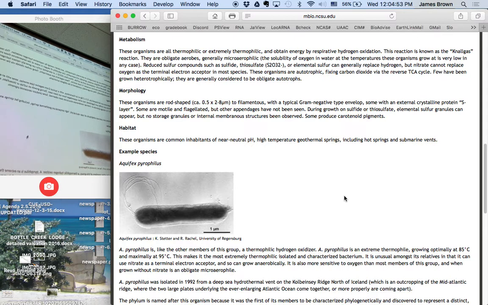Many of them produce carotenoid pigments. The function of these is a little unclear. It may have something to do with oxygen sensitivity, resistance to oxidizing. And so they appear blue or pink, that sort of thing in the environment. Quite common in high temperature geothermal springs, hot springs, and underwater hydrothermal vents, this sort of thing.